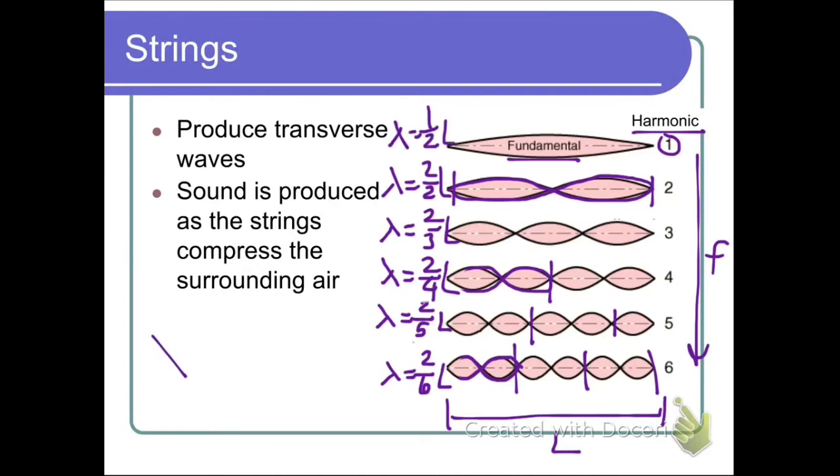So our equation then would be that the wavelength is equal to n over 2L, where n is the harmonic number, which harmonic you're looking for. So if it's... and I got that wrong. I got it wrong.